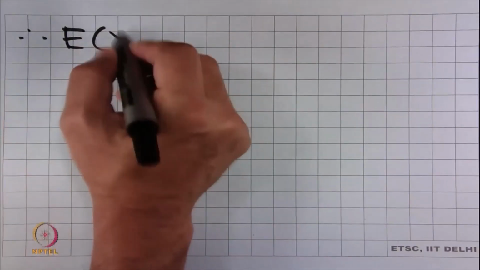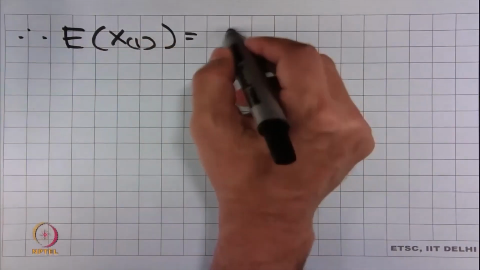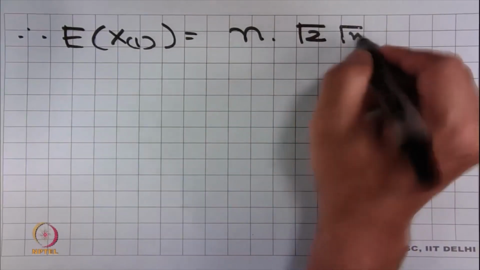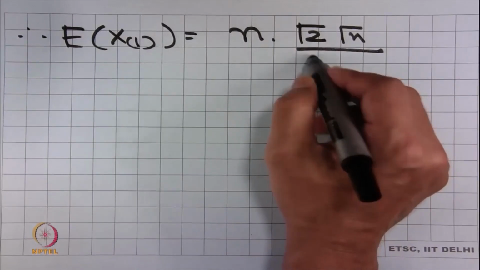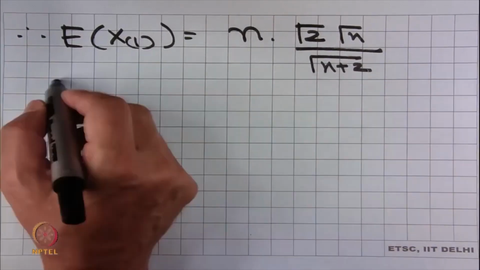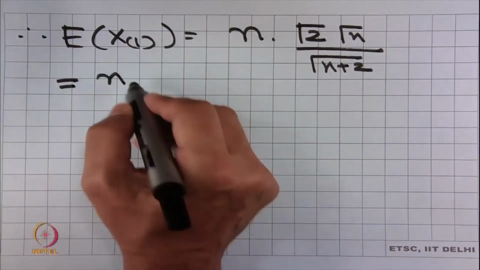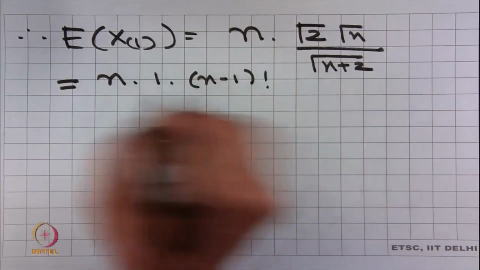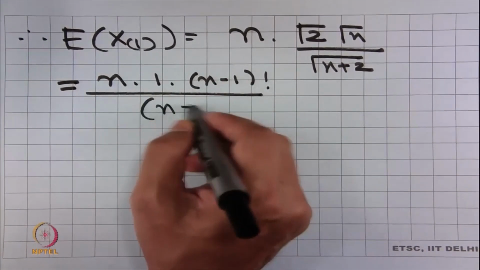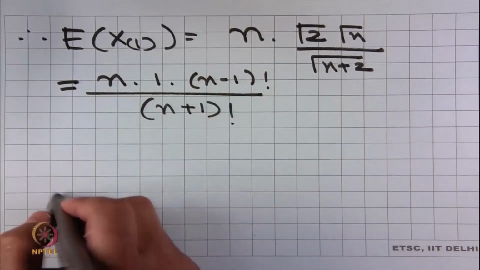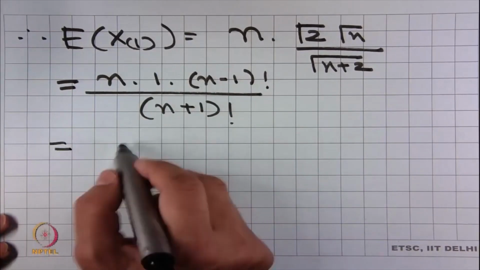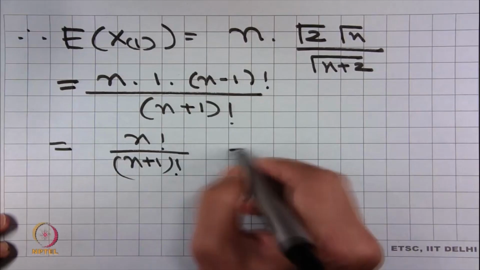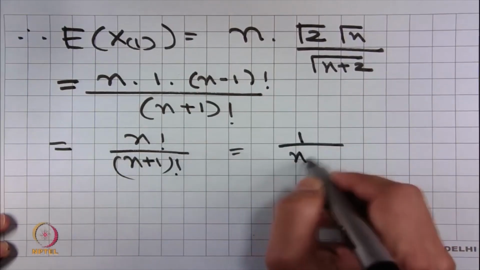Therefore, expected value of x 1 is equal to n times gamma 2 gamma n upon gamma n plus 2, which is equal to n into 1 into factorial n minus 1 upon factorial n plus 1, which is equal to n factorial upon n plus 1 factorial, which is equal to 1 upon n plus 1.